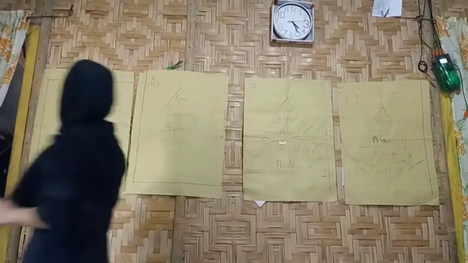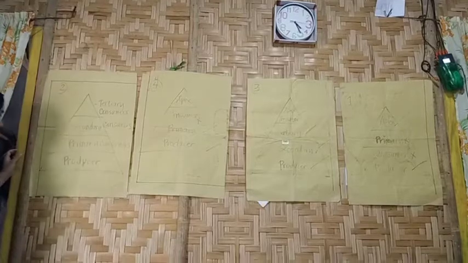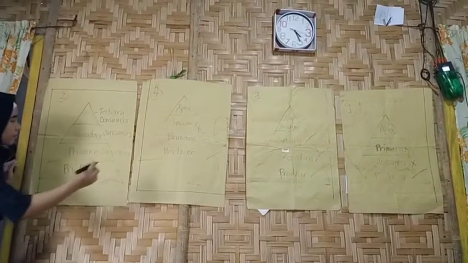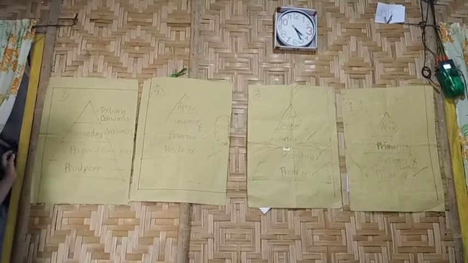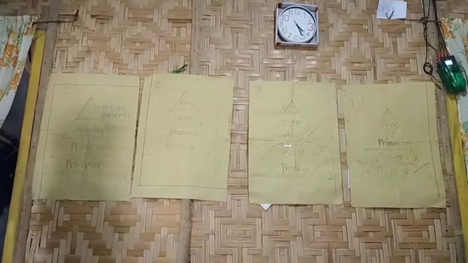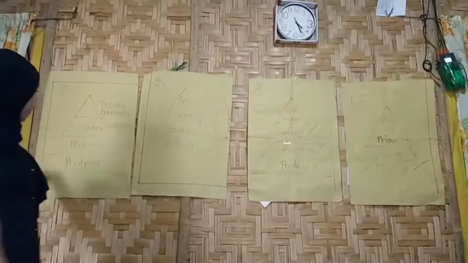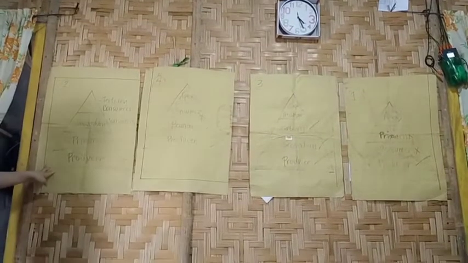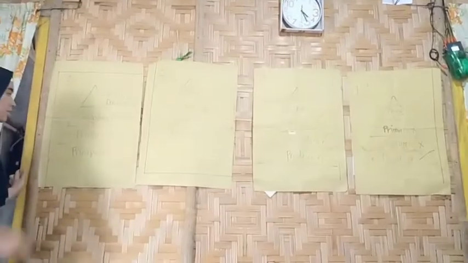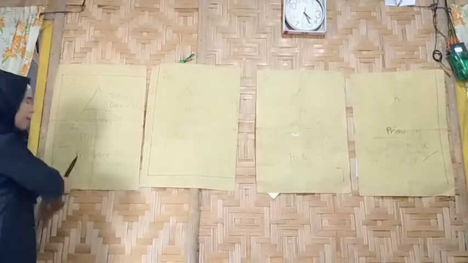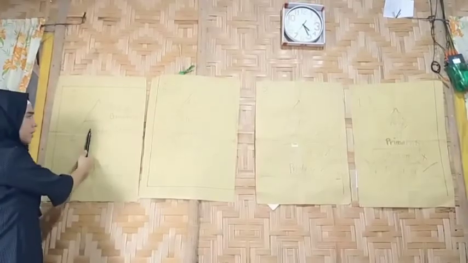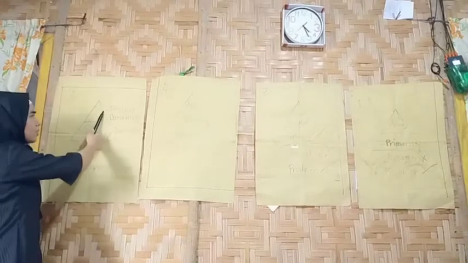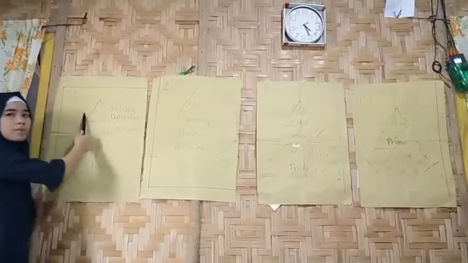For group 2, this is correct. Correct. Okay. Class, group 2 got the correct answers because first we have producer, primary consumers, secondary consumers, and tertiary consumers, or the apex predator.